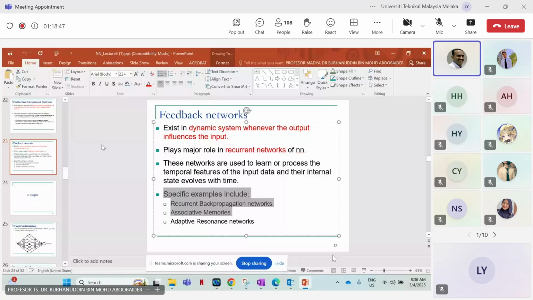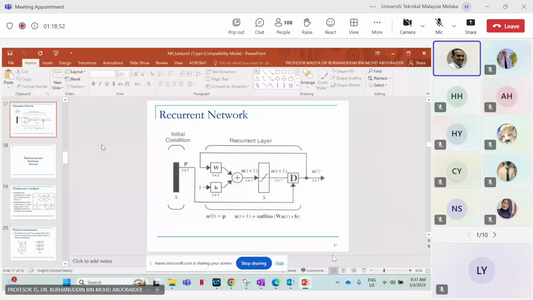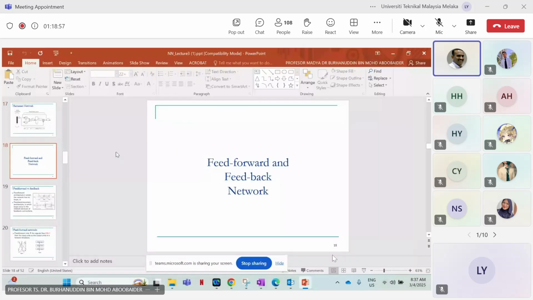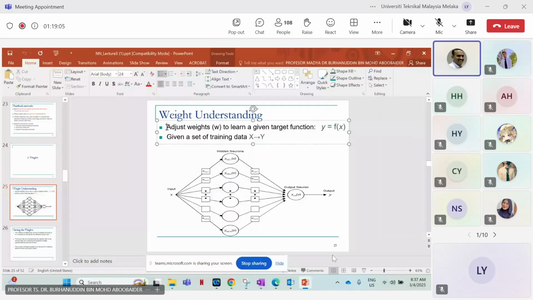When you look at the network, you can see over here are the weights. Now we want to know something about the weights. Weight understanding: we want to adjust the weights to learn a given target function, y equals f(x). The function of this network includes the weights and the hidden neurons. So this is how we adjust the weights.